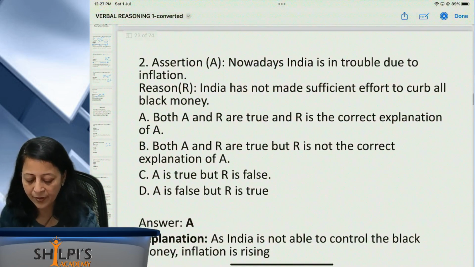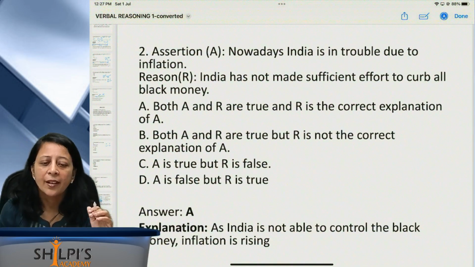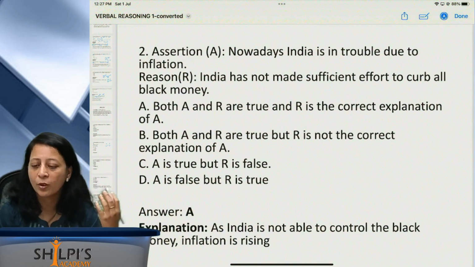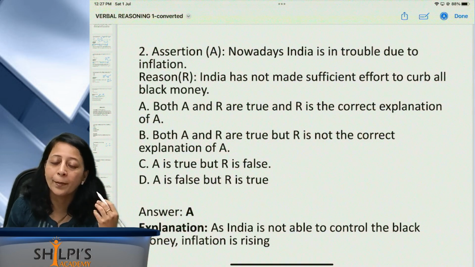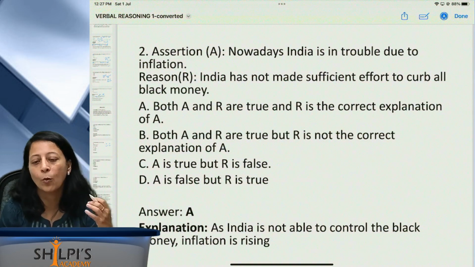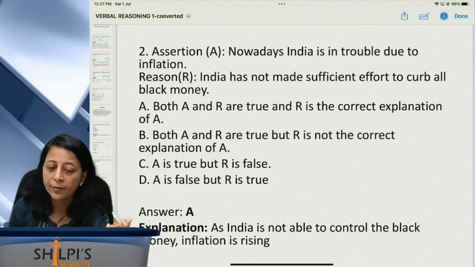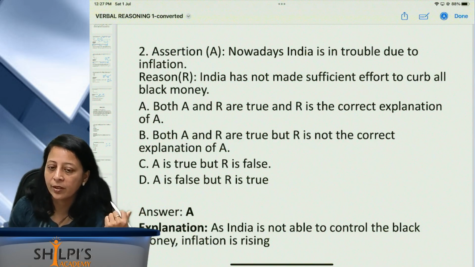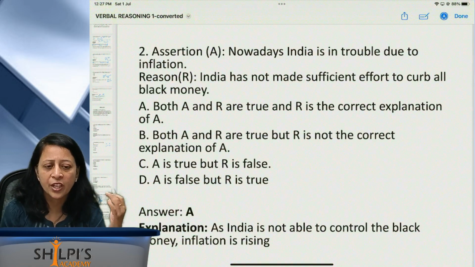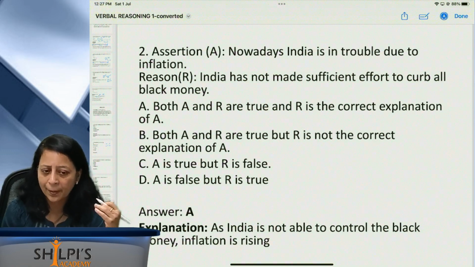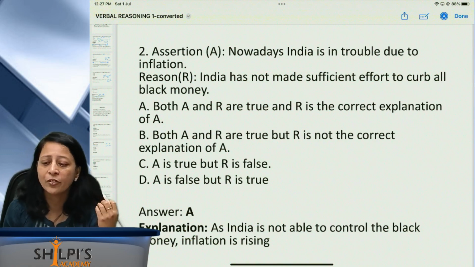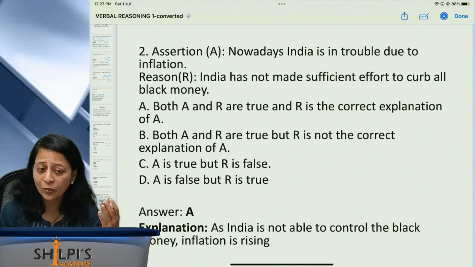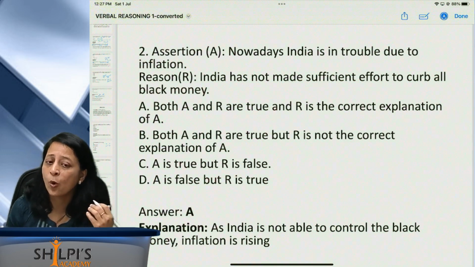Next type of question is, nowadays India is in trouble due to inflation. Inflation is overpricing; because of over circulation of money, you have overpricing of the goods. So, they are telling that India is in trouble now due to inflation. India has not made sufficient effort to curb all the black money. It is because of black money. Black money means your unaccounted money. So, because of your unaccounted money, there is over circulation.